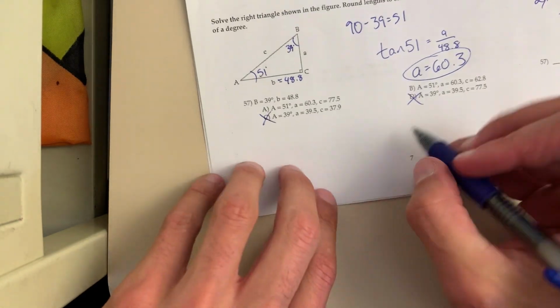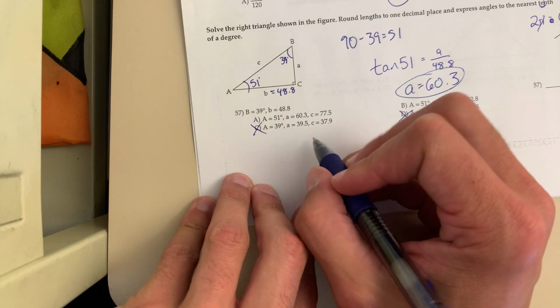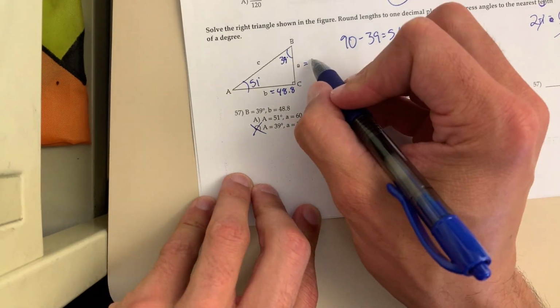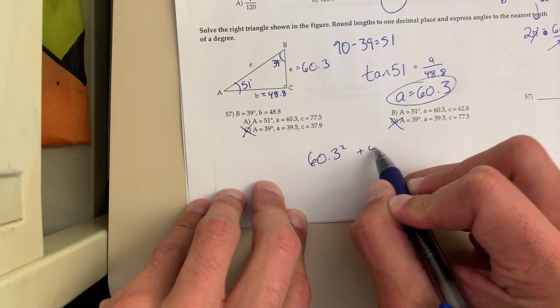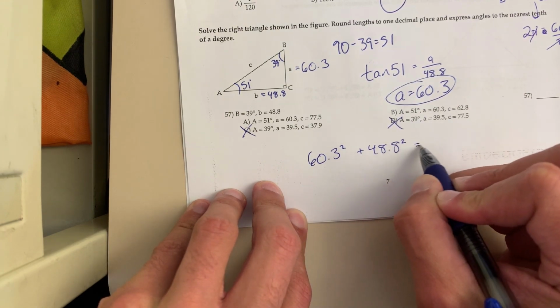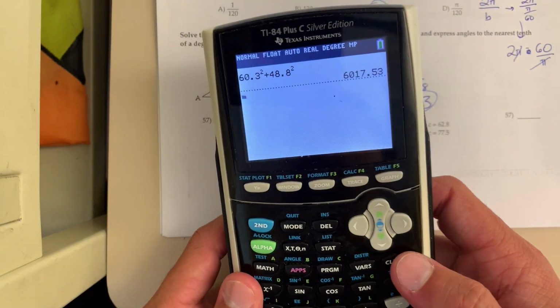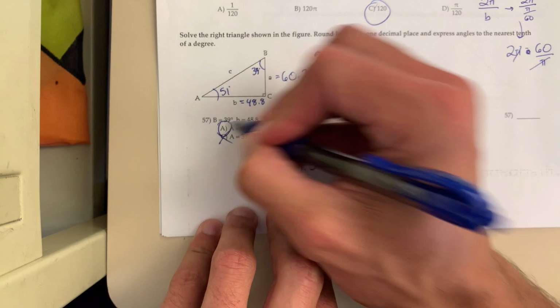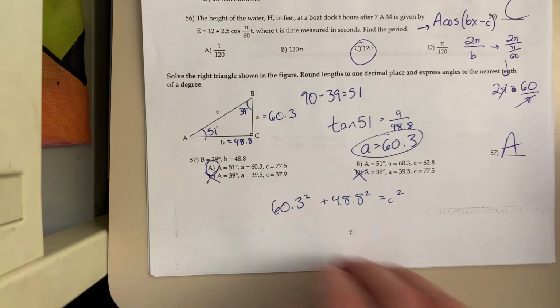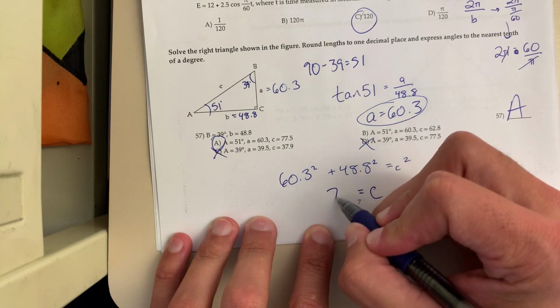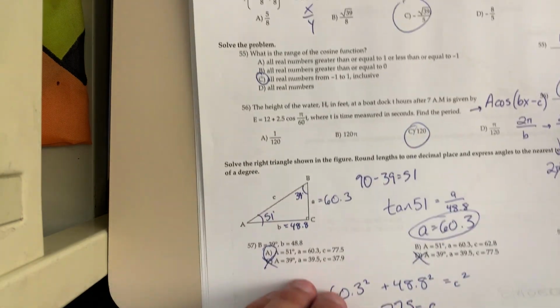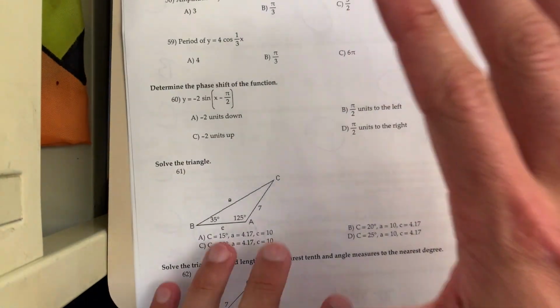Anyway, so now we know A, and so Pythagorean theorem, now that I know two sides of a right triangle, I can find the third one, right? So 60.3 squared plus 48.8 squared equals c squared. So I get that big number, and then I take the square root of that, get about 77.57. So that'll be answer option A. Again, just a key, Pythagorean theorem only works for right triangles, okay? We're going to be getting into some problems that are non-right triangles. You cannot use Pythagorean theorem, okay?